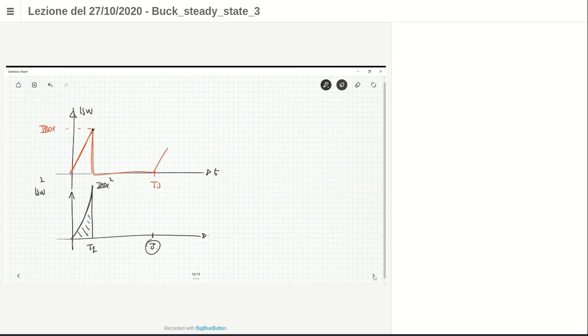And you should remember that there is an expression that gives us the area of this parabolic triangle, which is 1/3 of the rectangle area, so T1 multiplied by Imax square. This is the area of that rectangle which encloses the parabolic triangle. 1/3 of this one, and then you divide over Ts. This is I switch root mean square value square. T1 over Ts is the duty cycle, so this is 1/3 the duty cycle Imax square. So the root mean square value of the switch is the square root of that, multiplied with Imax.